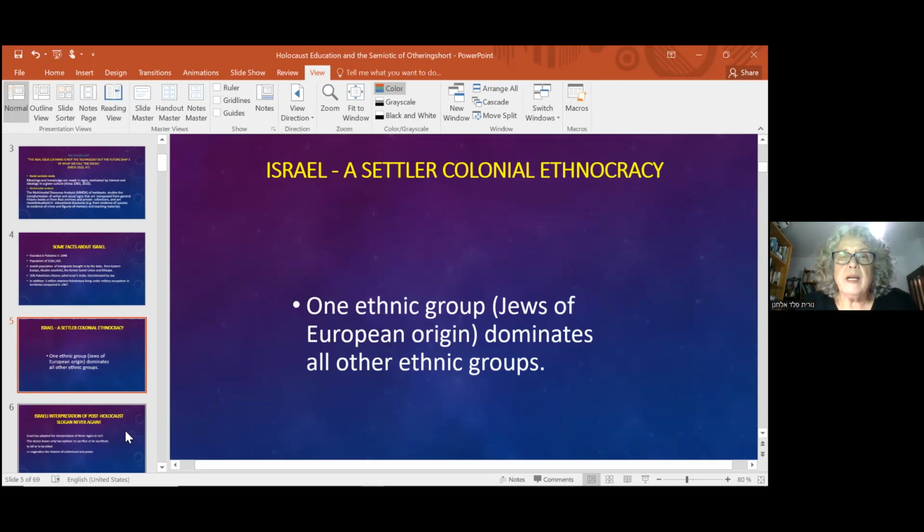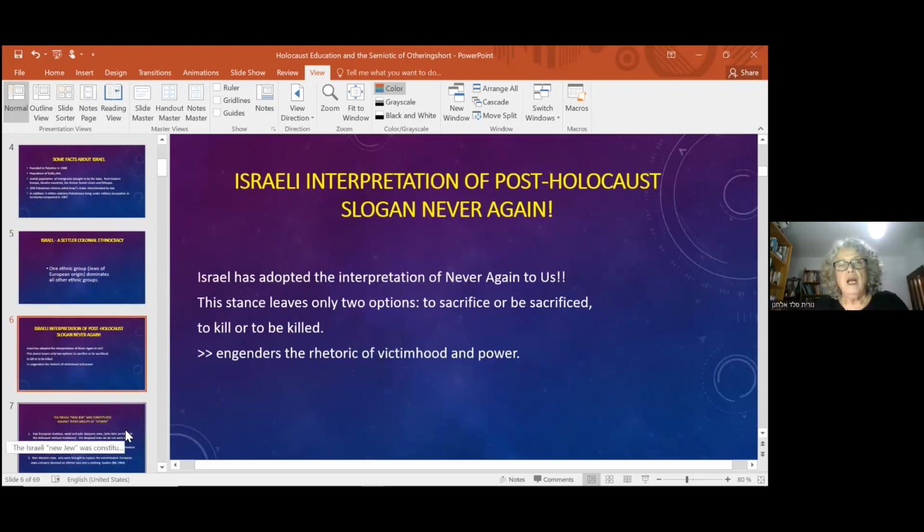So scholars define Israel as a settler colonial ethnocracy, which means that one ethnic group, Jews of European origin, dominates all other ethnic groups. Now, a key to understanding Israeli education and the Israeli attitude to the world is the interpretation Israel gave to the post-Holocaust slogan, never again. Israel interprets never again to us, not to everybody else. And that means sacrifice or be sacrificed, kill or be killed. These are the only two options, and this engenders the rhetoric of victimhood on one hand and of power on the other.